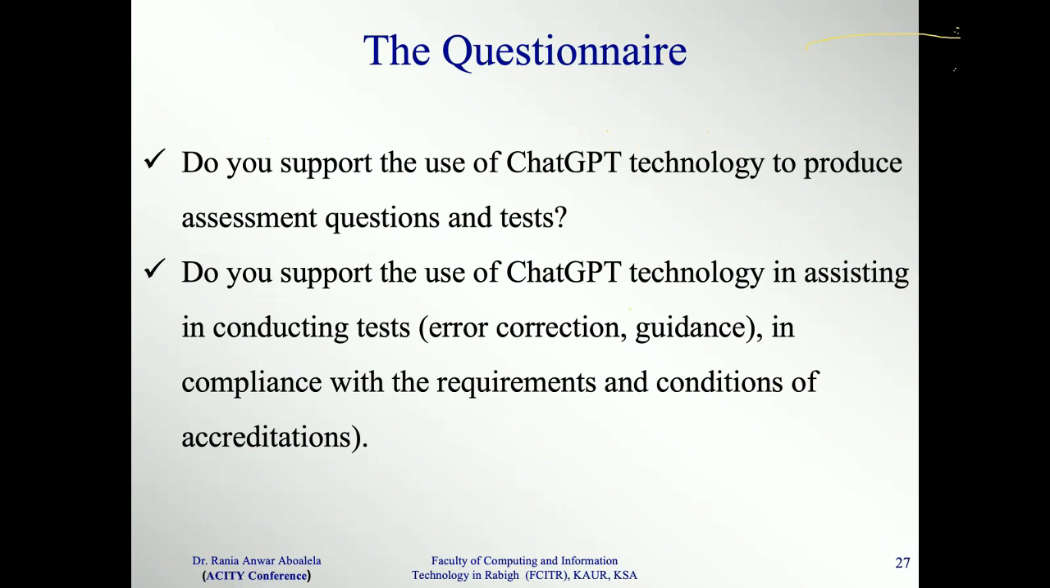Now I did a questionnaire to know the agreement of the instructors, whether they allow the application to create the questions instead of them. I asked 2 questions. Do you support the use of ChatGPT technology to produce assessment questions and tests? And the second question, do you support using ChatGPT technology in assessing, conducting tests, error correction, and guidance in compliance with the requirements of accreditations? These 2 questions were in the survey.